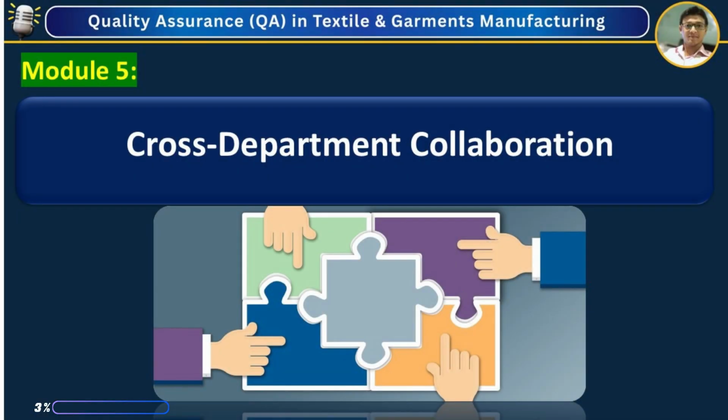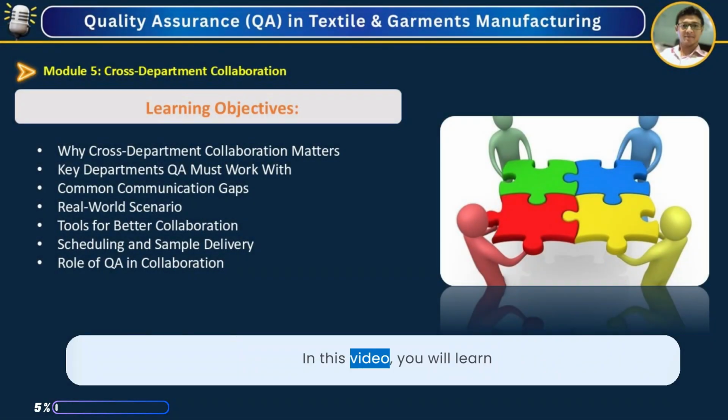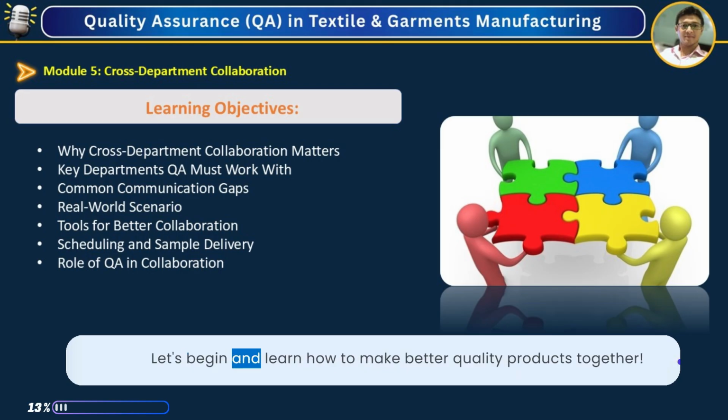In today's video, we will talk about Module 5, Cross-Department Collaboration. In this video, you will learn why cross-department collaboration matters, key departments QA must work with, common communication gaps, real-world scenario, tools for better collaboration, scheduling and sample delivery, and the role of QA in collaboration. Let's begin and learn how to make better quality products together.